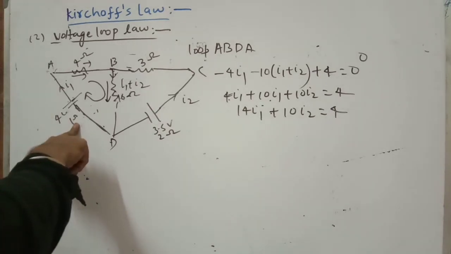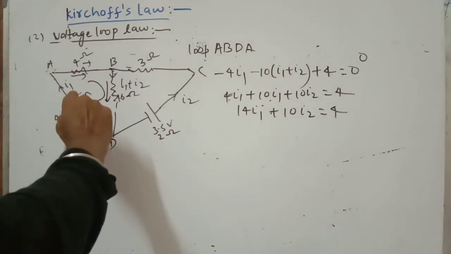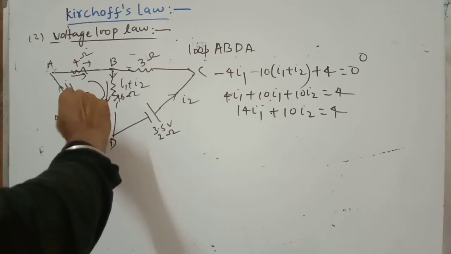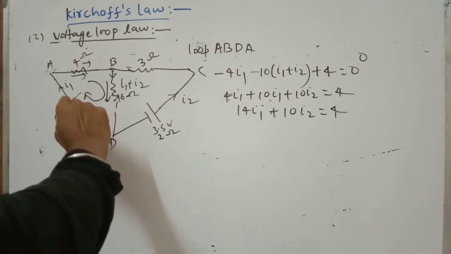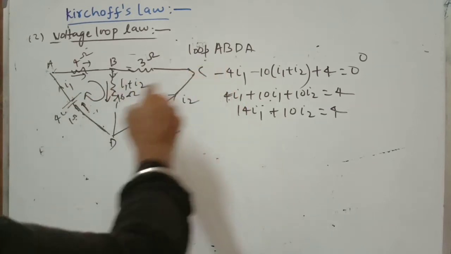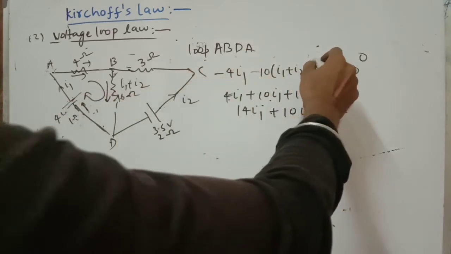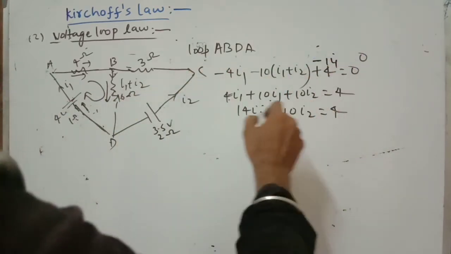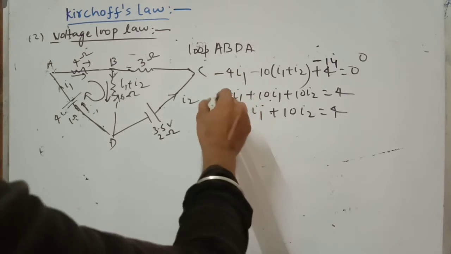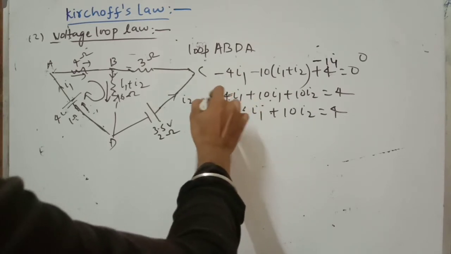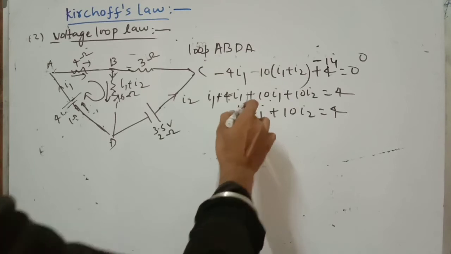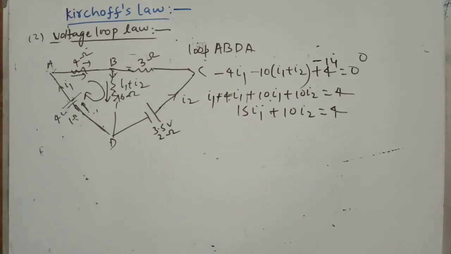So here 1 ohm is also there. Your considered direction and the current direction are the same, so here also write minus 1I1. So it will become 15I1 plus 10I2 equal to 4.